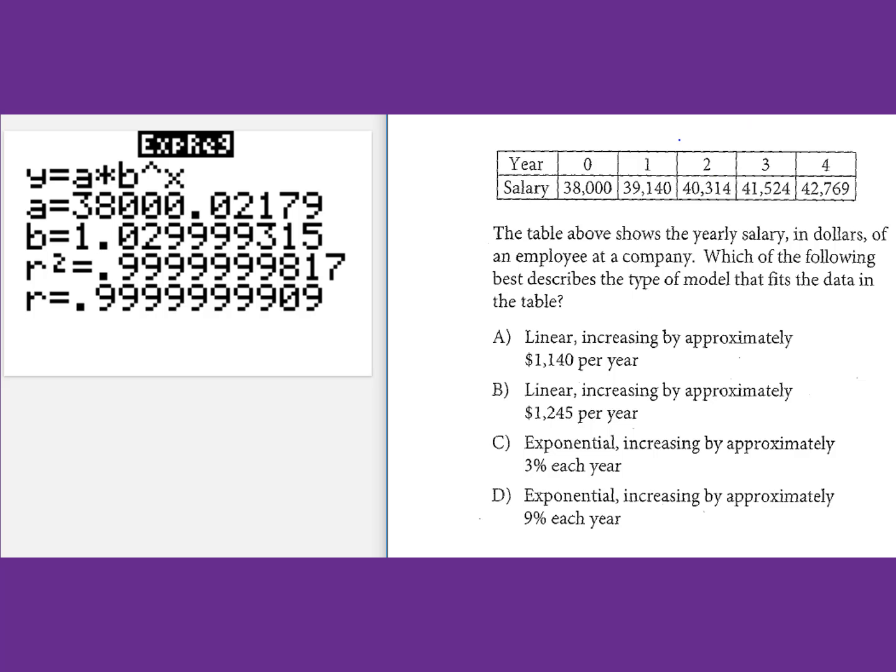Therefore, the answer will be C. Exponential regression and increasing by 3% each year, because we got over here B equals 1.03. That means increase 3% each year.